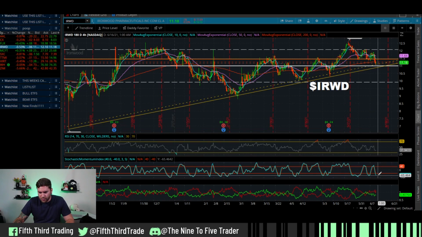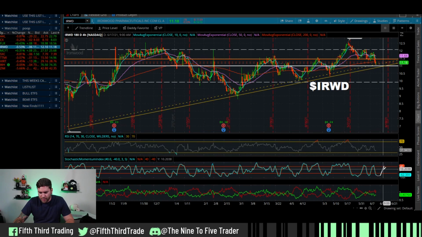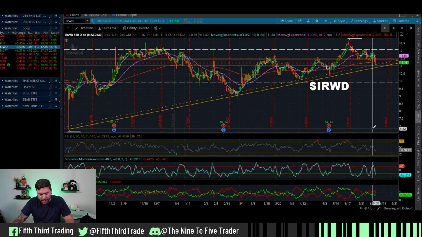Stochastic, it is low, which is really good. You want to see that. You want to see it kind of curl north. You want to see that happening, which could happen. Bulls low, could be lower. Bears high, could be a bit higher.